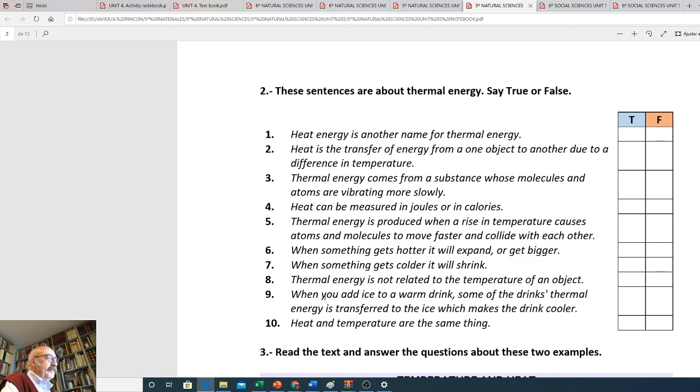Number 9. When you add ice to a warm drink, some of the drink's thermal energy is transferred to the ice, which makes the drink cooler.